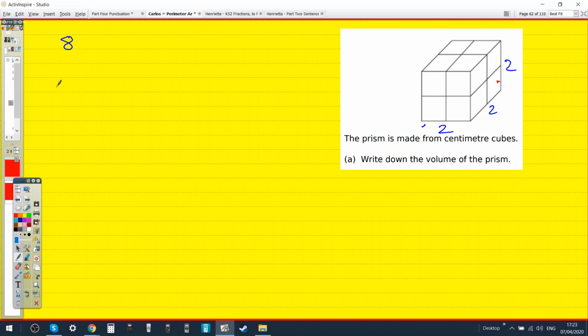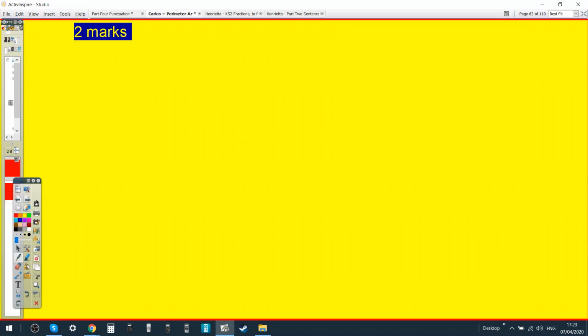And so rectangle area is base times height. Volume is base times height times depth, or base times height times length, whatever. So 2 times 2 times 2, and you get 8. And this one will be centimeters cubed, because it's volume. So 3 things.